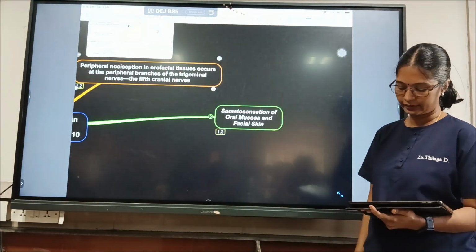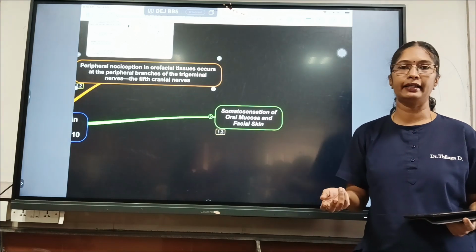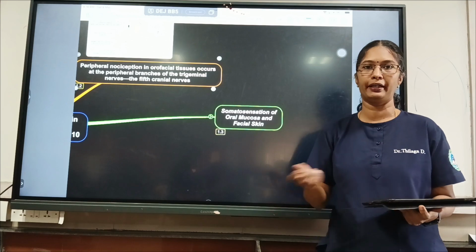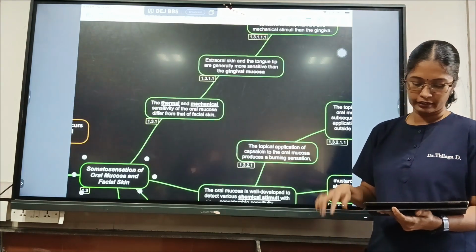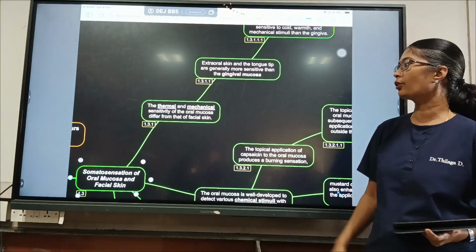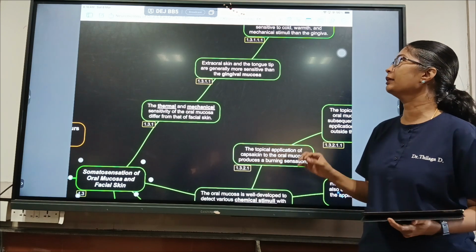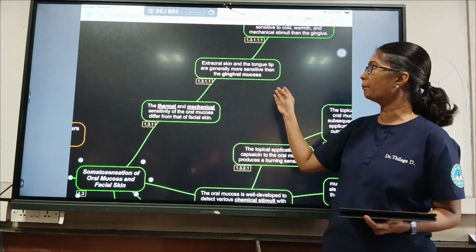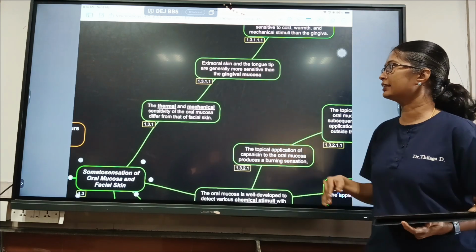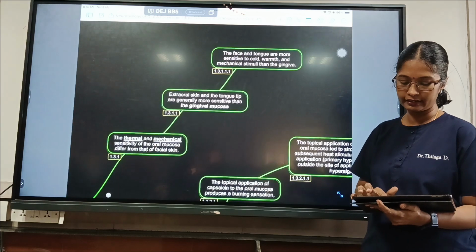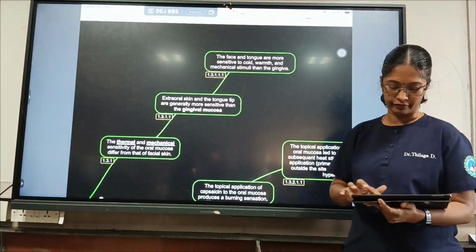Coming to somatosensation of oral mucosa and facial skin. What is somatosensation? All the thermal, mechanical, heat pain, cold pain, pressure pain, all those things, how they are sensed in oral tissues and facial skin. Regarding thermal and mechanical sensitivity, the oral mucosa differs from the facial skin. Extraoral skin and the tongue tip are generally more sensitive than the gingival mucosa. Here they are comparing the extraoral skin, tongue tip and the gingival mucosa. In that, gingival mucosa is less sensitive than the tongue tip and extraoral skin. And the face and tongue are more sensitive to cold, warmth and mechanical stimuli than the gingiva.